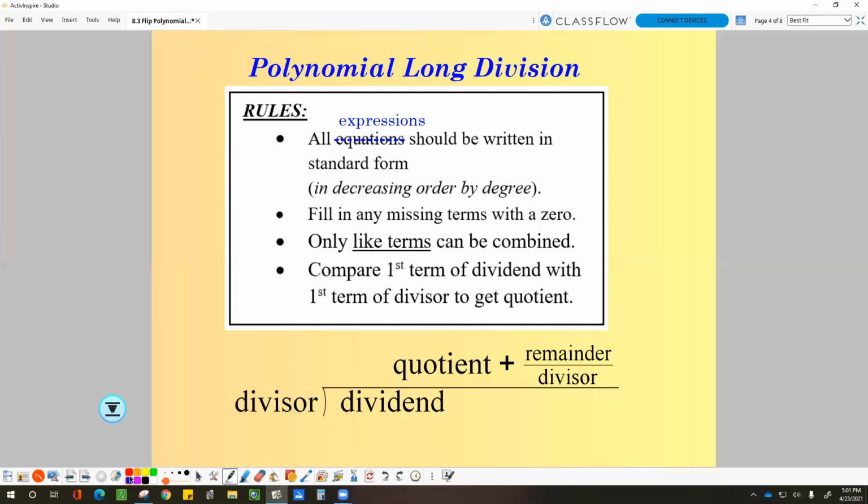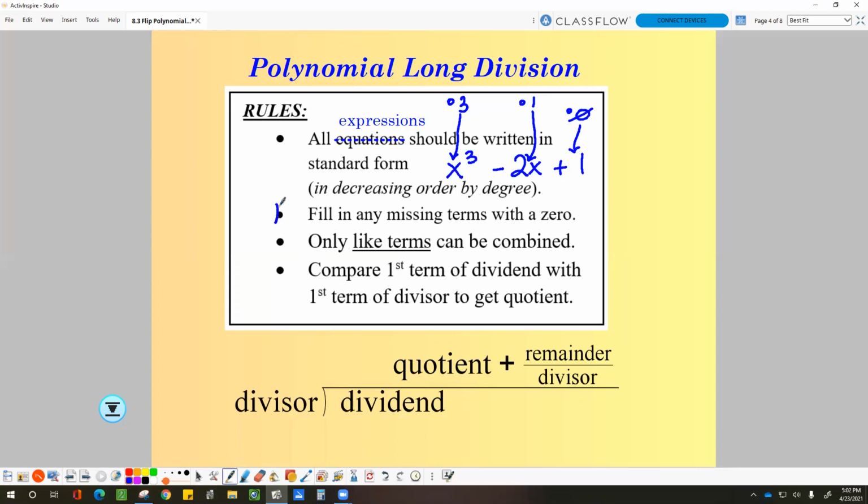sorry about that. If I have x to the third minus 2x plus 1, this is written descending by degree. X to the third is degree 3, negative 2x is degree 1. So I have degree 3, I have degree 1, I have degree 0. I am missing a degree 2.